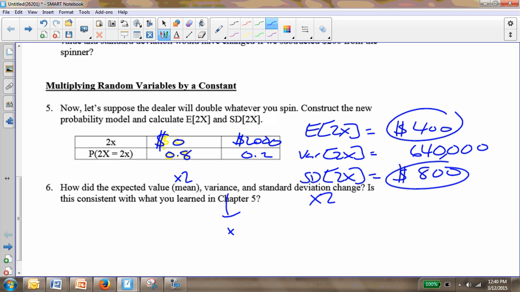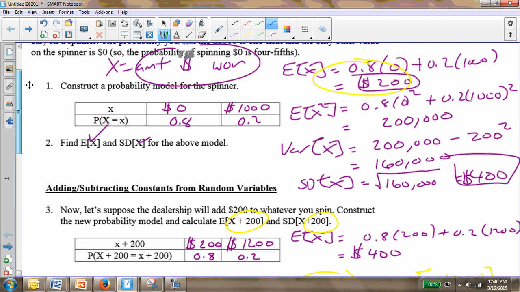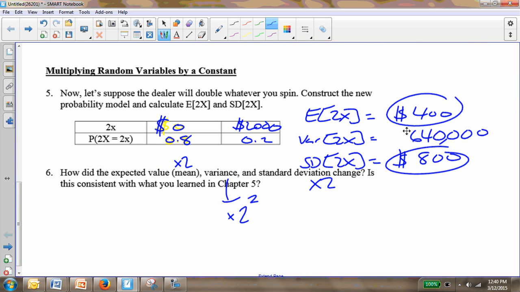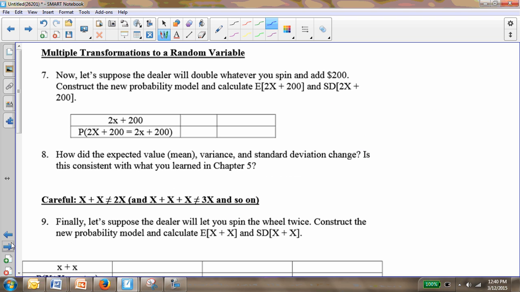What did the variance do? It actually multiplies by a factor of 2. But remember, standard deviation multiplies by 2, and variance is standard deviation squared. So it actually multiplies by a factor of 2 squared. So it actually quadrupled. If you guys remember up here, it was 160,000. So 160,000 times 4 makes your 640,000. All right, on the back of this worksheet.